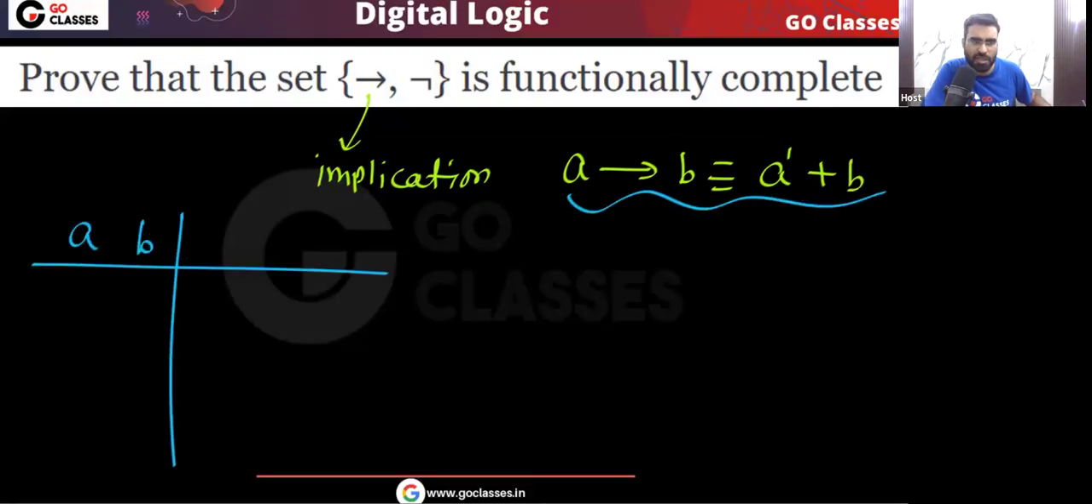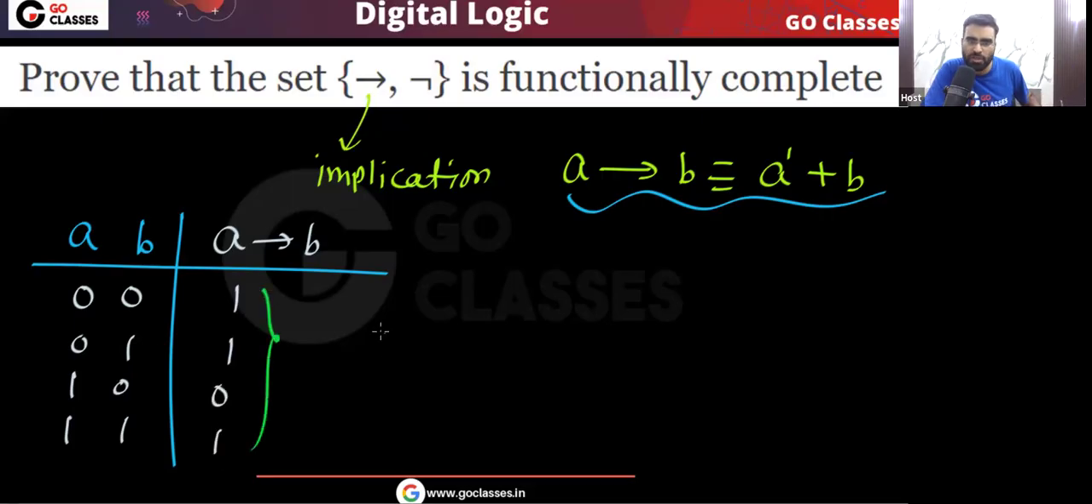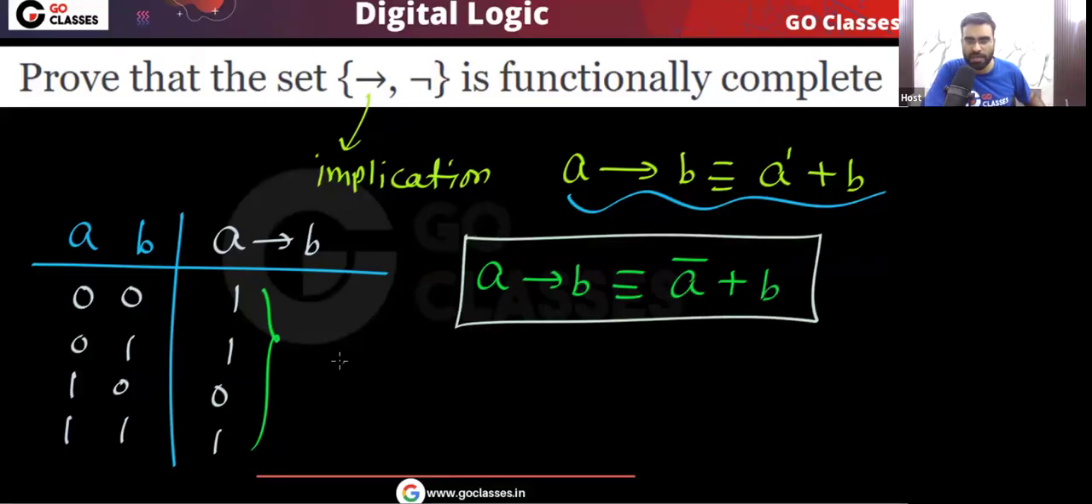But let me tell you the truth table. The A implies B truth table is like this: 0, 0, 0, 1, 1, 0, 1, 1. This is the truth table of implication. So in simple words, this A implies B you can write as A bar or B. This is your implication. Now implication comma negation, that is functionally complete.